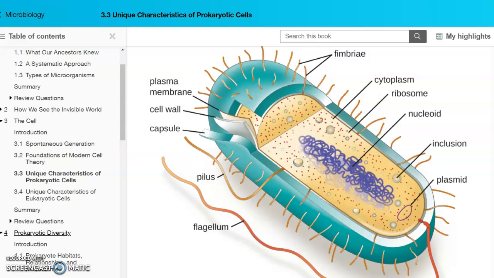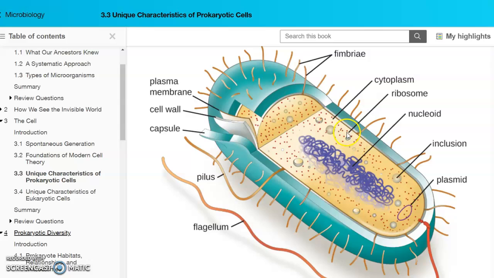If we start on the inside, the first thing we're going to notice is that nucleoid region. Okay, so we've got this chromosome here contained within this central region of the cell, and so this would be the genetic material. Again, we call that the nucleoid because there's no membrane around it. Then we see all of this yellowish material here. That would be the cytoplasm. That's the jelly-like substance that makes up the inside of the cell.